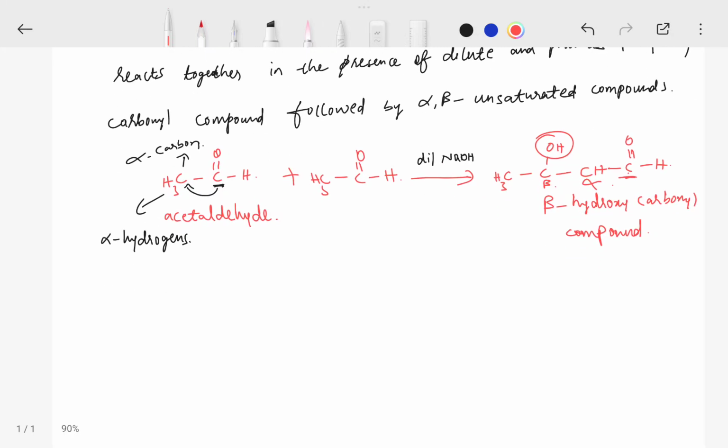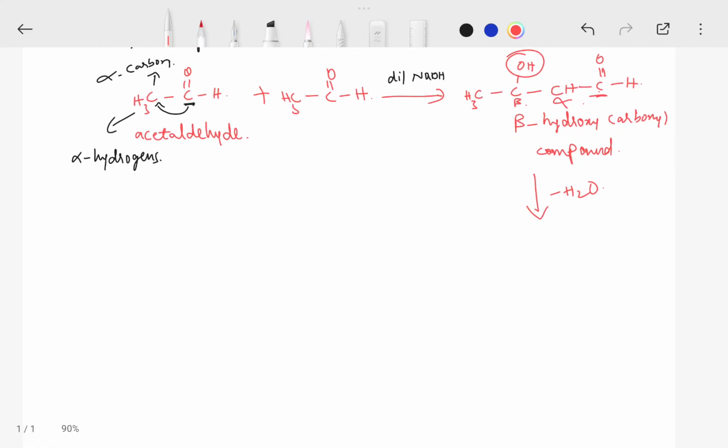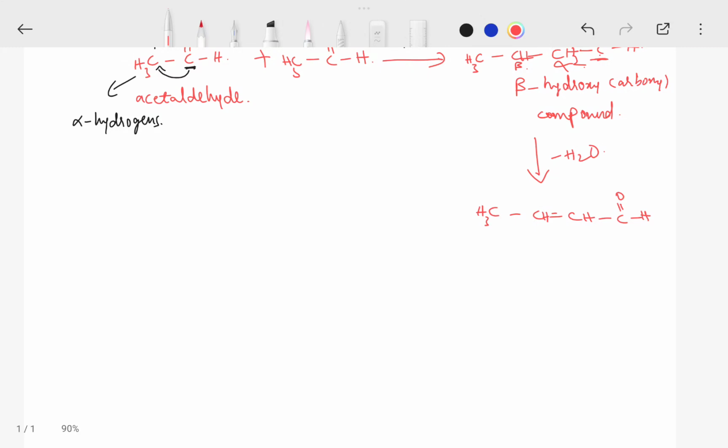That's why it is called a beta hydroxy carbonyl compound. Followed by dehydration, removal of H2O, if we do that, then what will form? CH3 CH double bond CH C double bond O H. So this is called an alpha, beta unsaturated carbonyl compound.